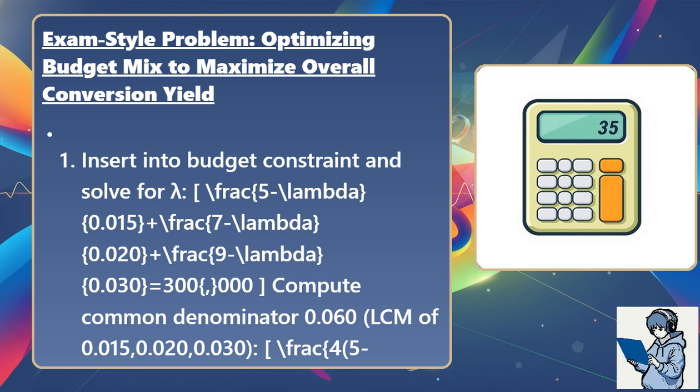Compute common denominator 0.060, the least common multiple of 0.015, 0.020, 0.030. Open fraction 4 times open parenthesis 5 minus lambda close parenthesis plus 3 times open parenthesis 7 minus lambda close parenthesis plus 2 times open parenthesis 9 minus lambda close parenthesis over 0.060 equals 300,000. Numerator: 4 times 5 plus 3 times 7 plus 2 times 9 equals 59. Coefficient of lambda, 4 plus 3 plus 2 equals 9. So open fraction 59 minus 9 lambda over 0.060 equals 300,000. Multiply both sides. 59 minus 9 lambda equals 18,000.